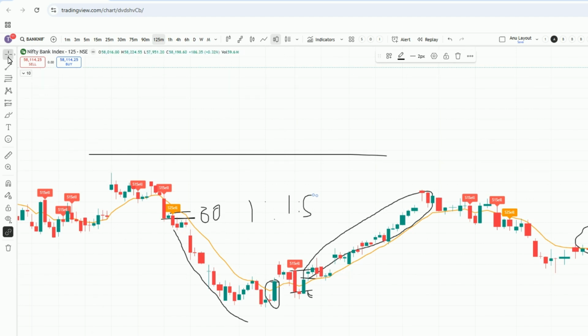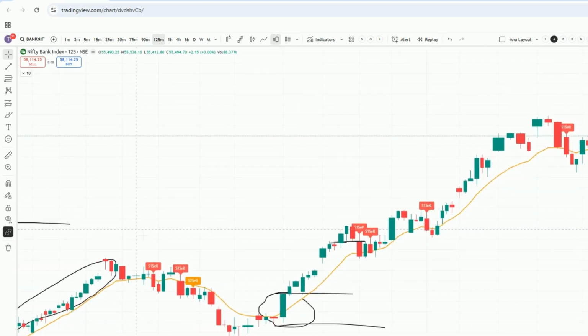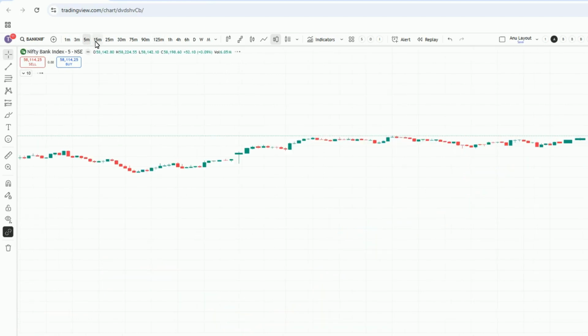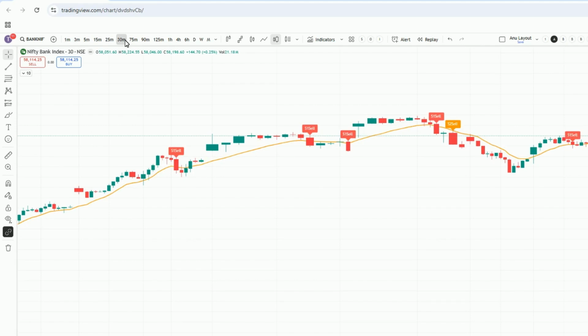This 10 EMA strategy, which we have discussed, will do wonders if you follow it with discipline. Simple to follow, but incredibly powerful. Every strategy looks simple, but this strategy is incredibly powerful for day traders, for positional traders, for scalpers. You can even do it in 3 minutes, 5 minutes, 15 minutes, any time frame it works. Choose which time frame is convenient for you.